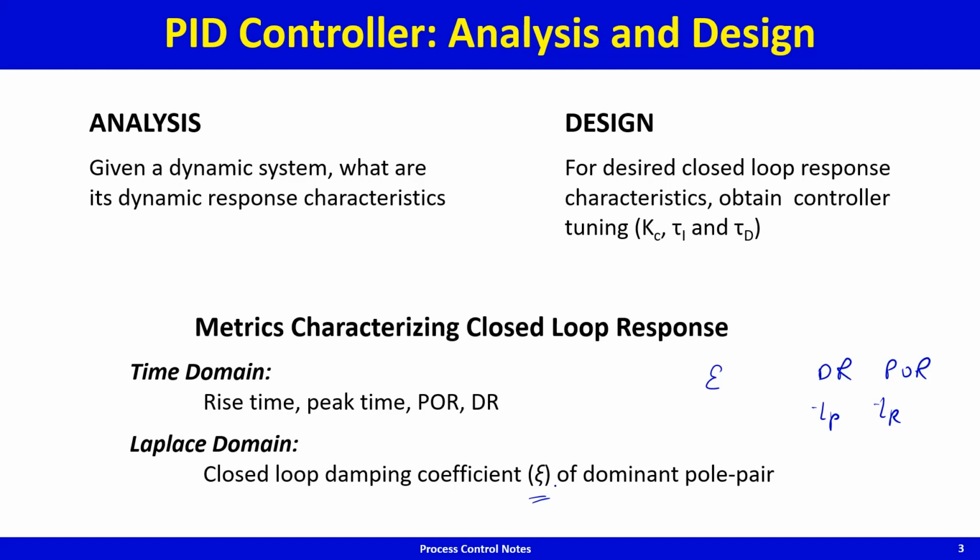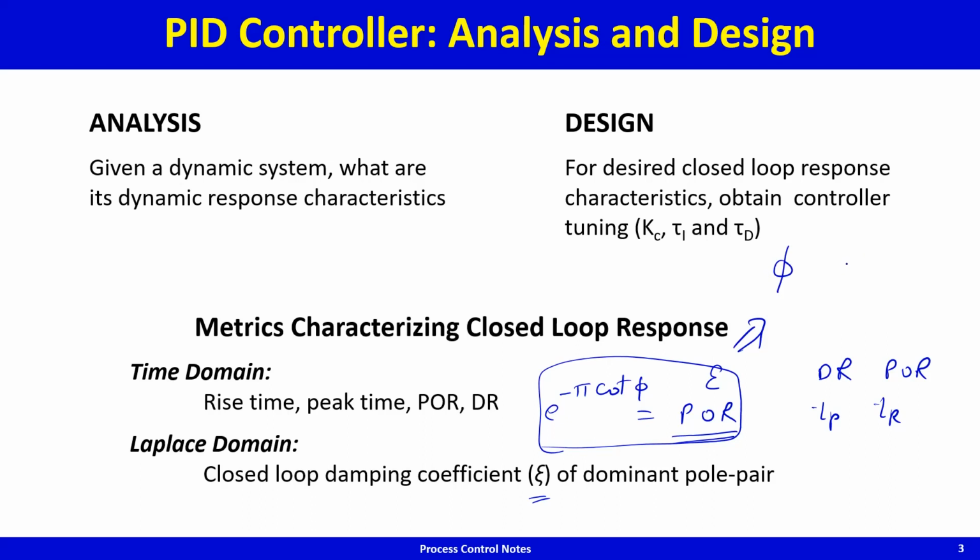For example, we know that, I don't remember the expression, but e to the power minus pi cot phi. I thought that this was the peak overshoot ratio. So if peak overshoot ratio is specified in the time domain, then this equation gives you phi, and once this equation gives you phi, we know that cos phi is equal to the damping coefficient.